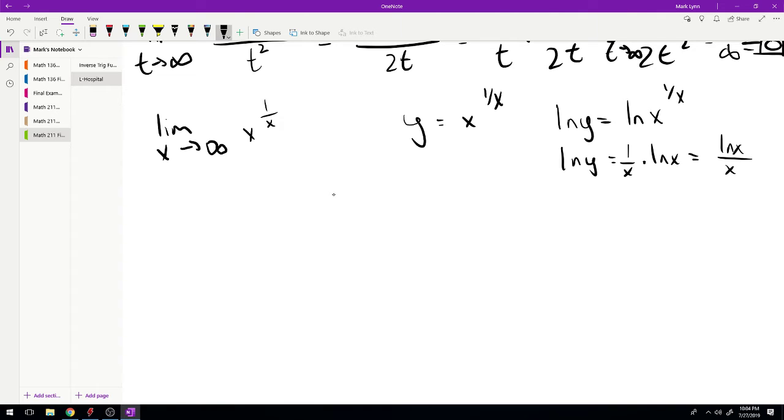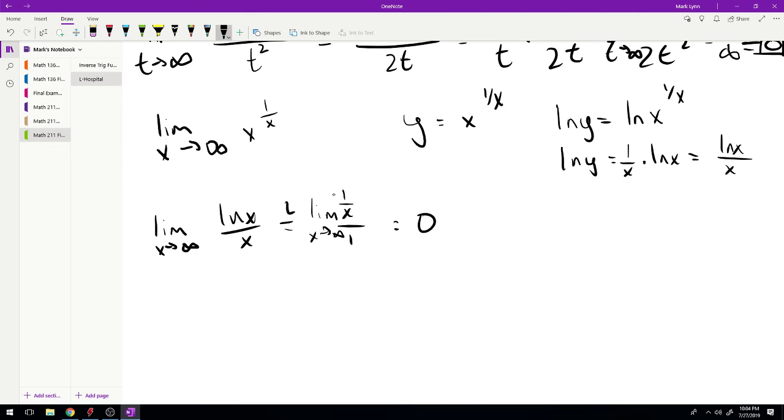All right. So the limit as x goes to infinity of the natural log of x over x, and if we plug infinity in, we would get infinity over infinity. And just quickly using L'Hopital's rule here, 1 over x divided by 1. And just like that previous problem, our limit would go to 0.